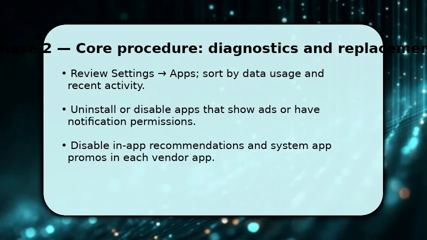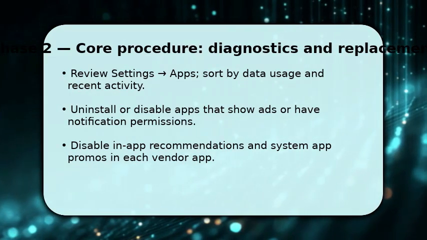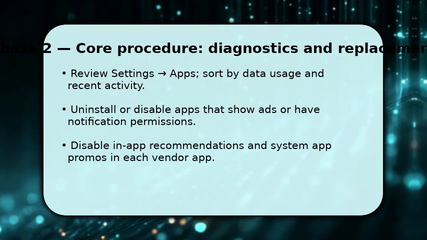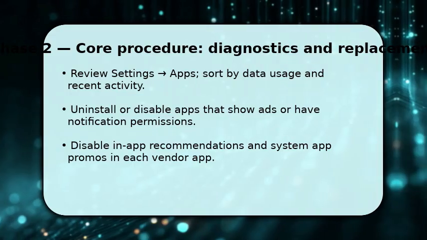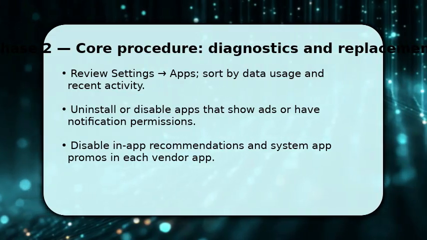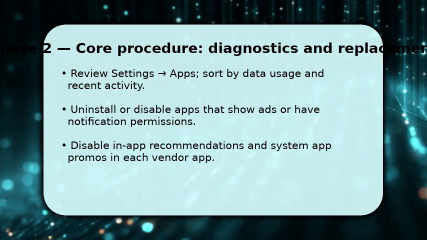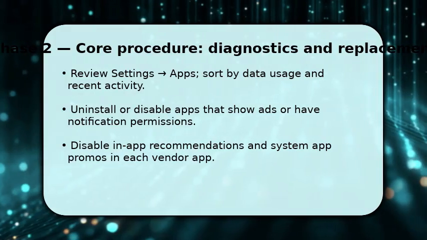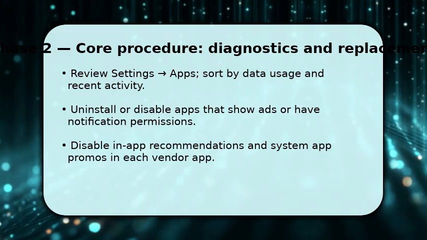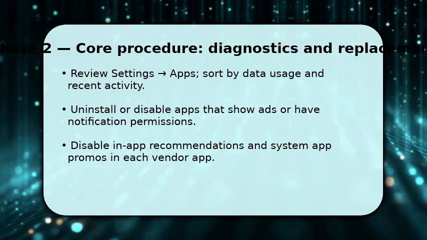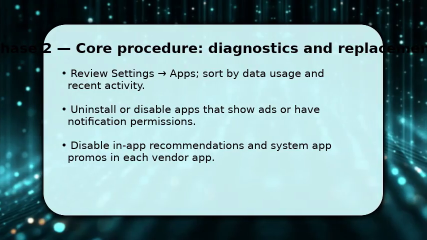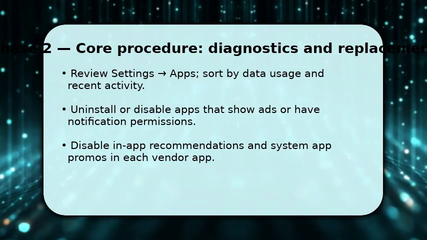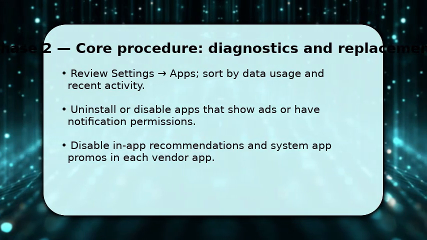Next, you remove the actual ad sources. Go to Settings > Apps and inspect apps with high data or notification activity. Uninstall any app that repeatedly displays ads or at least disable its notifications and background data. Make sure to open vendor system apps, browser, App Store, iManager, and turn off recommendation prompts, news feeds, and promotional notifications. Once done, clear those app caches and restart your phone to ensure the changes take effect and reduce reappearance.